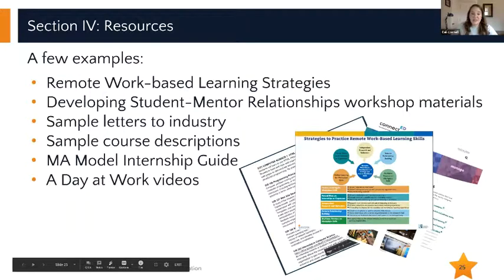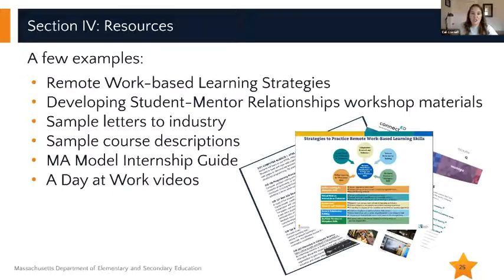As I did within the previous sections, I'll briefly share just a few examples of the materials that you can see within this section. So we have a primer developed for the Innovation Pathways community of practice that outlines some strategies to practice remote work-based learning skills. So we suspect that this resource will be particularly relevant given the current impacts of COVID-19.